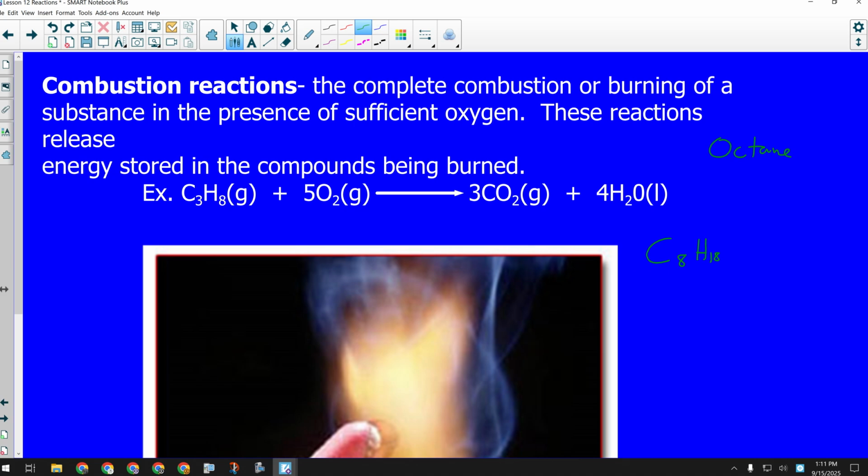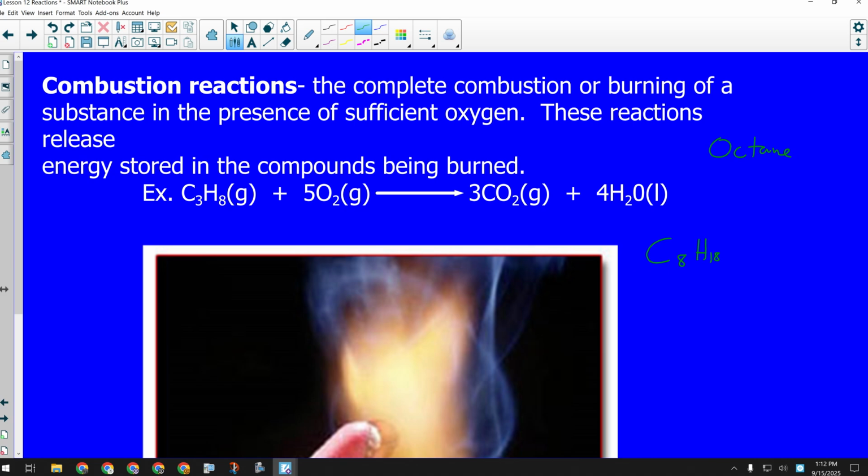Okay, so the complete combustion or burning of a substance requires sufficient oxygen. Combustion reactions are easy to identify. They're always going to start with CH. Okay, C something, H something, and it's going to react with oxygen. We know fire doesn't happen unless there's oxygen. So a combustion reaction, something is burning. You have to have oxygen for burning. So carbon and hydrogen plus oxygen.